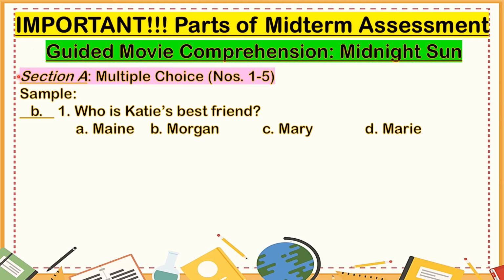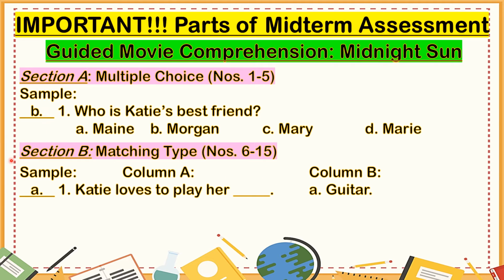Section A, multiple choice, numbers 1 to 5. Sample. Who is Katie's best friend? A. Maine, B. Morgan, C. Mary, D. Marie. The answer is letter B, Morgan, so you're just going to write letter B.